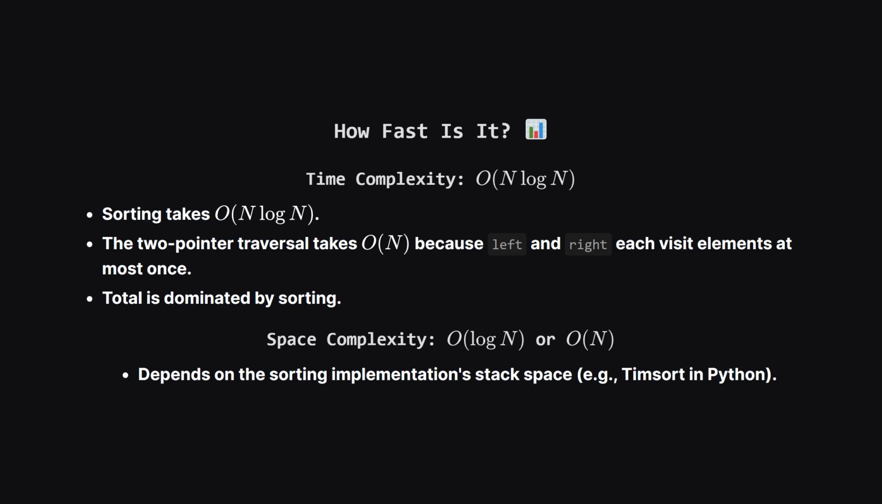So how efficient is this? The time complexity is dominated by the sorting step, which is big O of n log n. The actual two-pointer scan is just big O of n because both pointers only move forward from start to end. They never backtrack. So overall, it's n log n. For space, it depends on the language's sorting algorithm, but it's typically logarithmic or linear space to handle the sort. We aren't creating any new massive data structures.